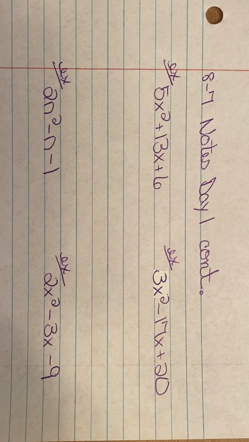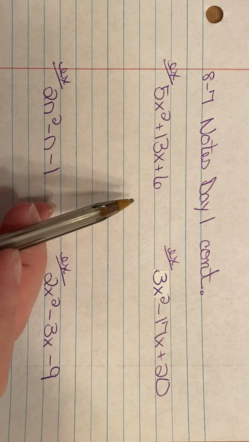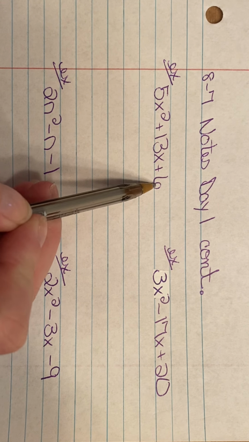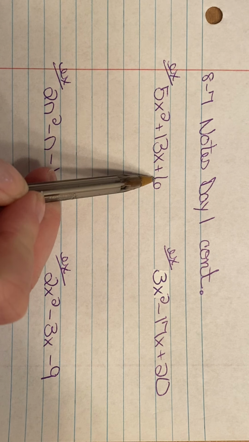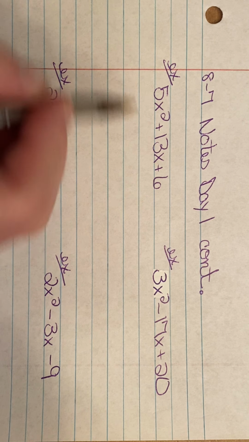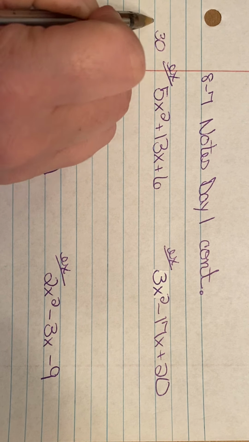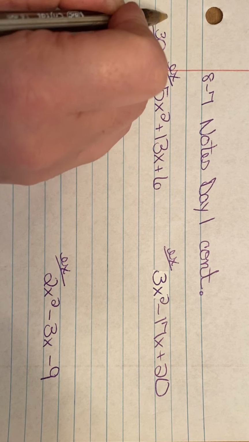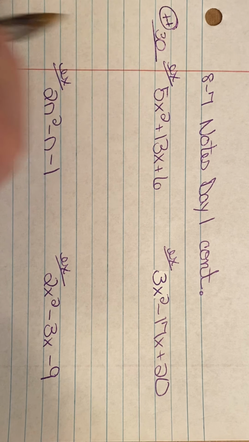Sorry about that. So here we are with 8-7 again. We're going to keep moving through these problems. We're going to take our first and last term and multiply the coefficients. So 5 times 6 is 30. We know that they're both positive, so positive times a positive gives us a positive.